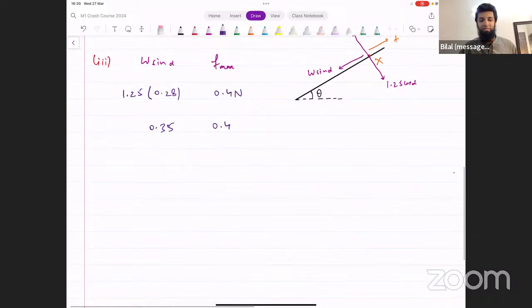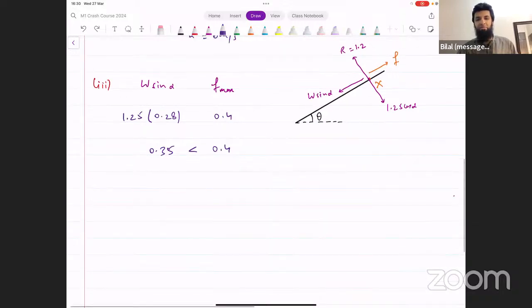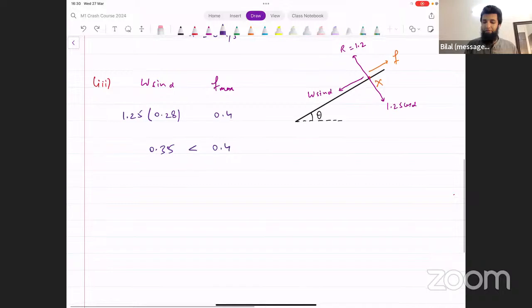0.4 is the maximum possible value of friction. Now, since the force that's acting down the plane is less than the maximum possible friction, the object cannot slide downwards because friction is going to stop it from moving. If you have 0.35 acting down the plane, friction is also going to be 0.35 and it's going to stop the object from moving because the maximum possible value of friction is 0.4.